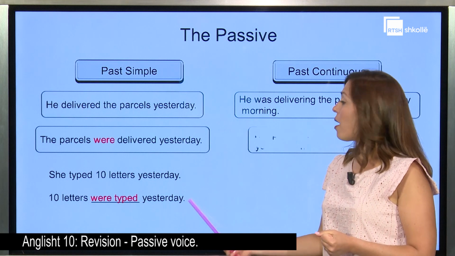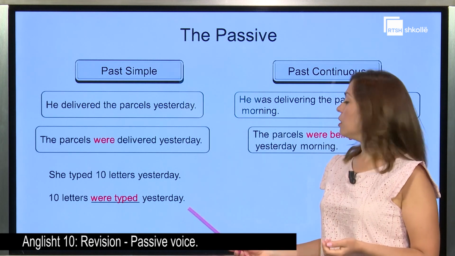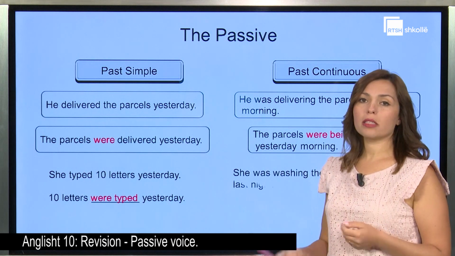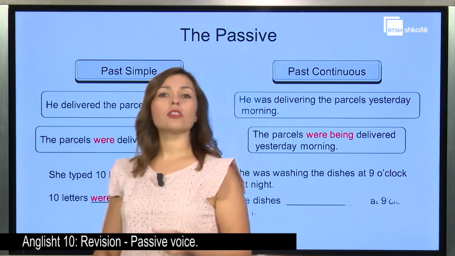We don't say by her. We don't know who did that. All right? We can say that, but in brackets, or we don't write it at all. Let's move on with the past continuous.